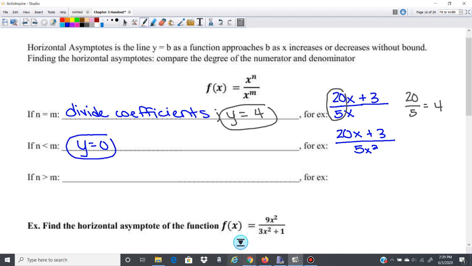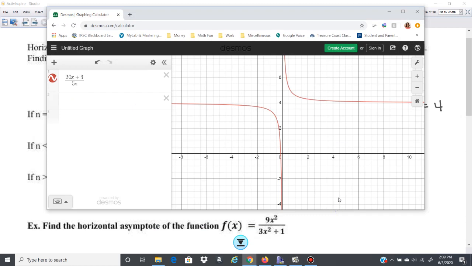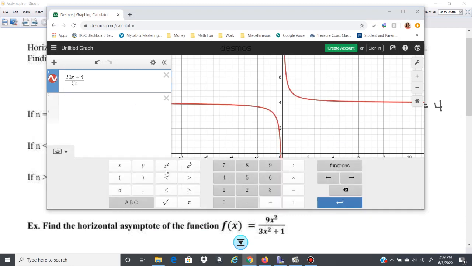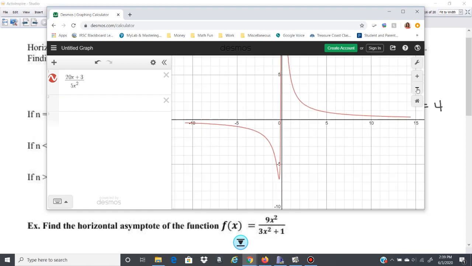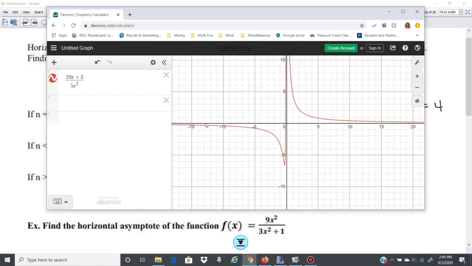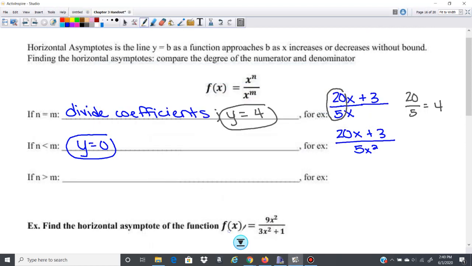Okay, and you can look at that as well. So make this squared, and then look at that. You can zoom out a little bit to see that better, at y equals 0. Okay, we are lined up on that value. And then if you switch it, so if the numerator is greater, so let's say you've got 20x squared plus 3 over 5x, then there is no horizontal asymptote.